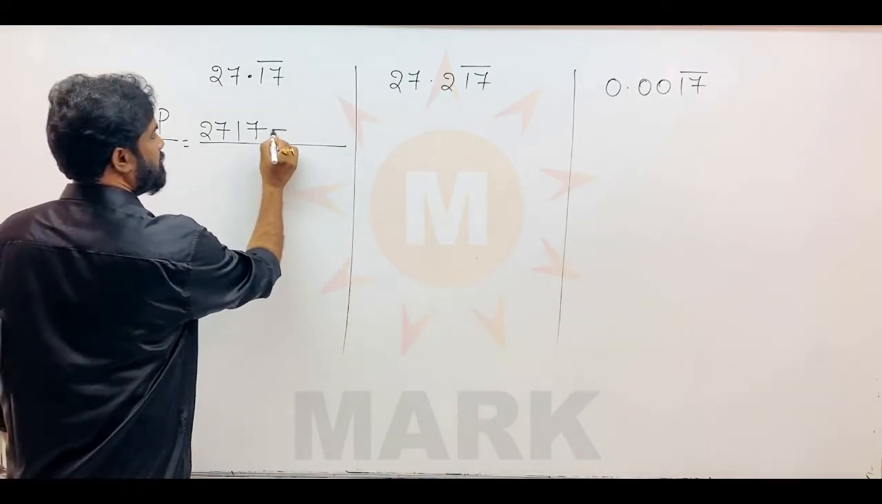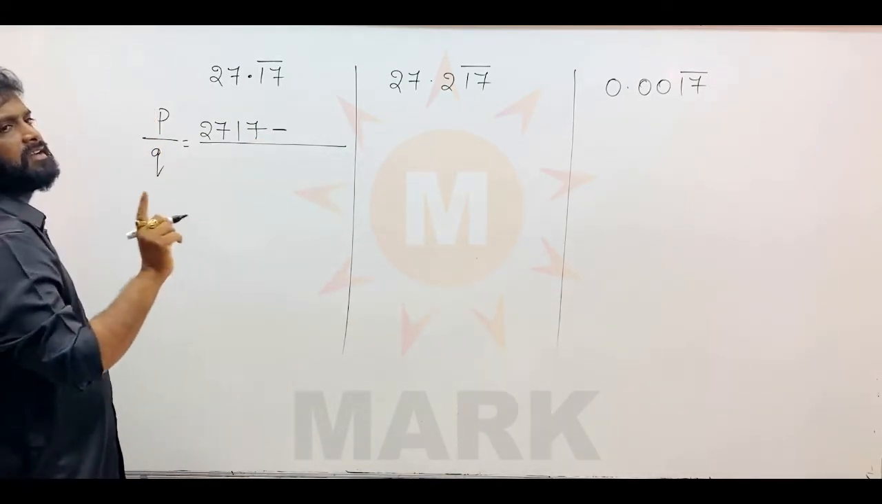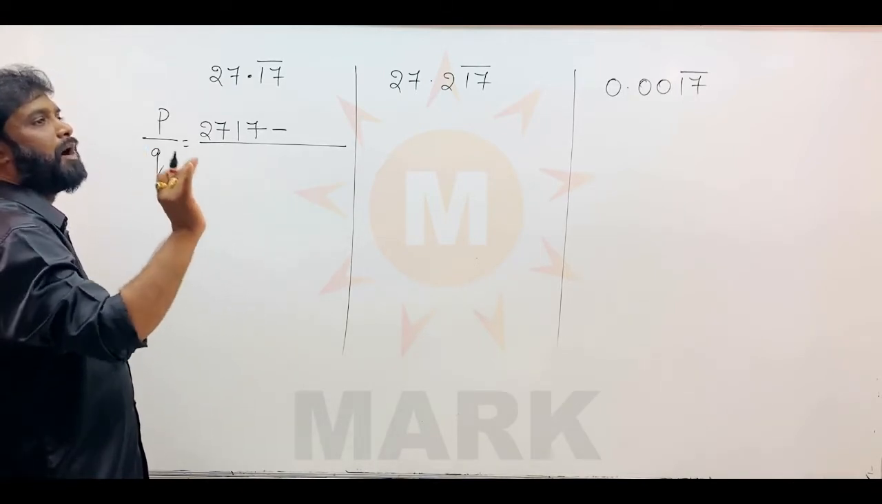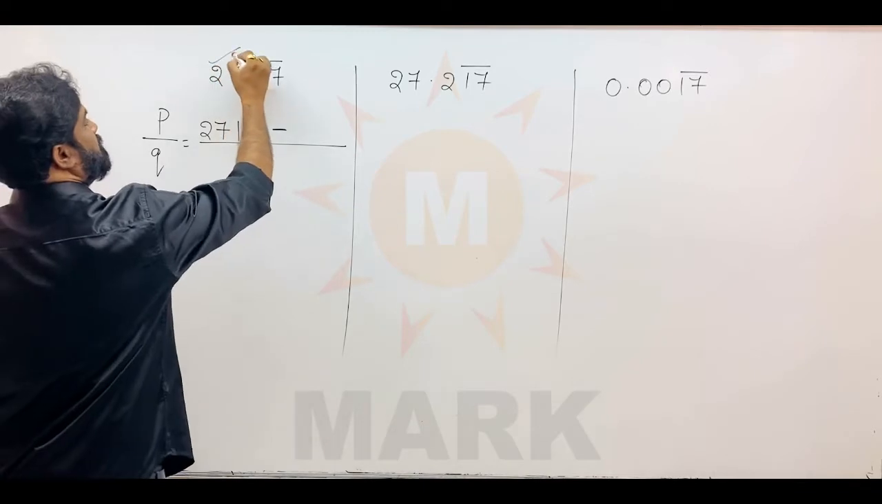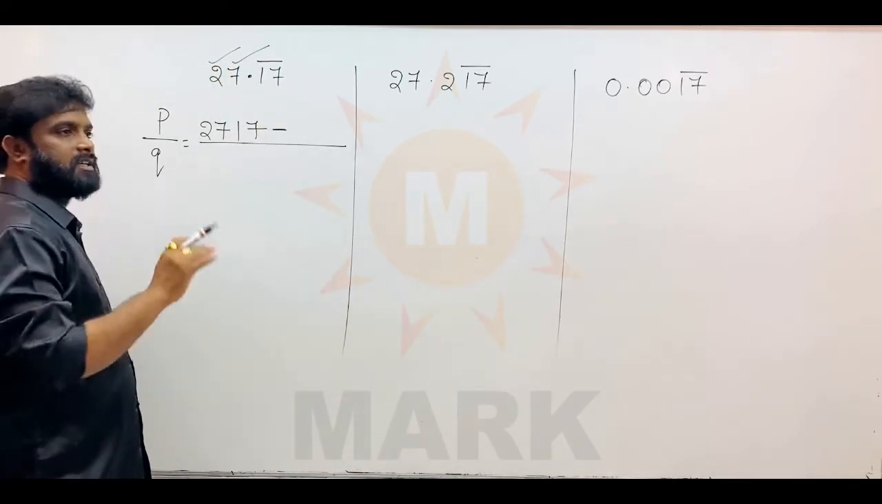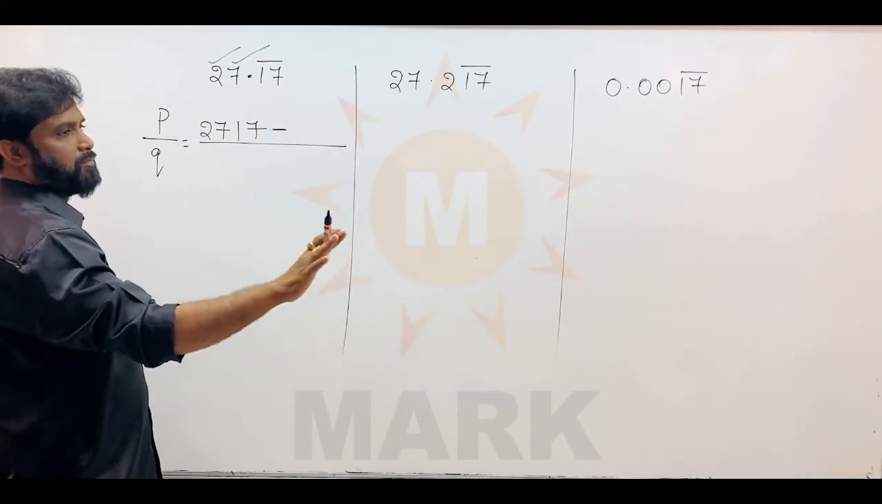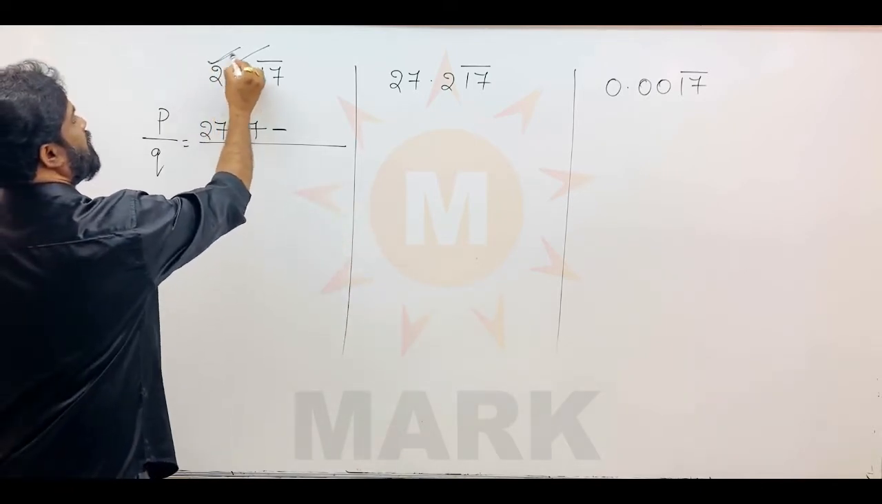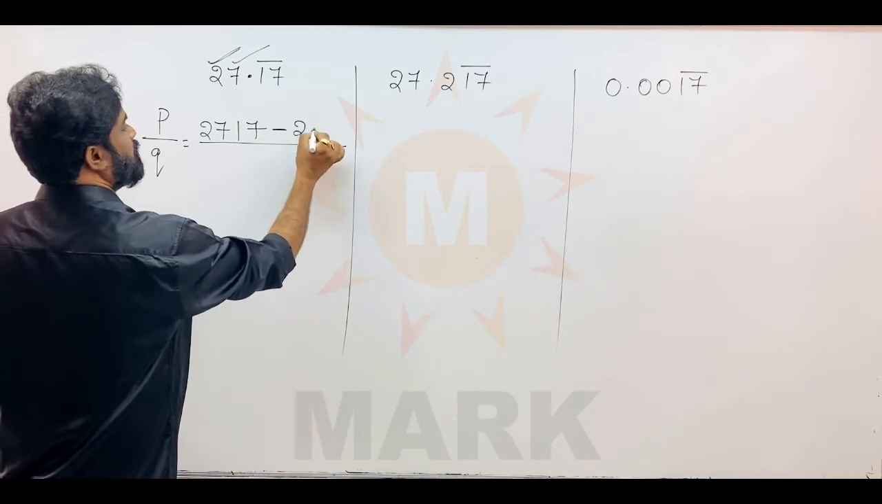Minus, again write all the numbers from first to last, but up to where bars are not there. That means up to 7. Okay, you should write only up to where bars are not there. Up to where bars are not there, up to there only you should write. That means up to 7 only bars are not there. So up to there only you should write. That means 27.